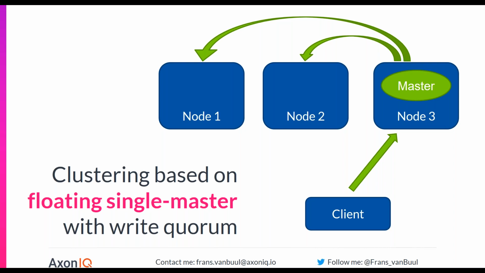Suppose that node 3 goes down, in this case, the master, then the other nodes will find out, and they will start a leader election process, and one of them will become the new master. So that happens entirely transparently, of course. So the primary availability strategy of the event store is this clustering.